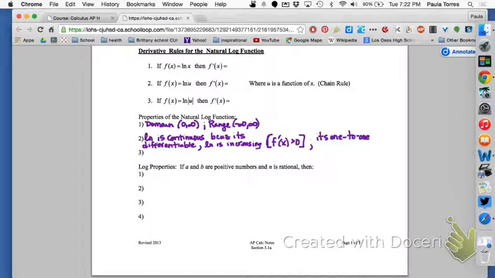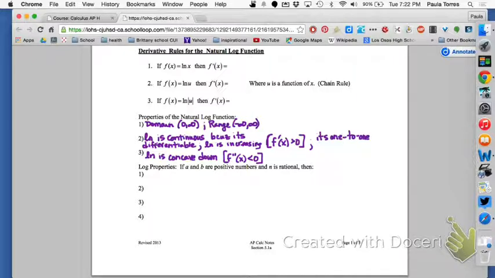And the third thing is that natural log is concave down. Again, if you look at the graph, you can see that. And so therefore we know f double prime then has to be negative.